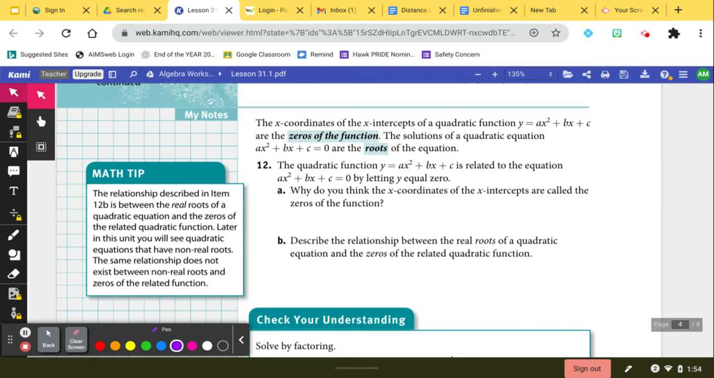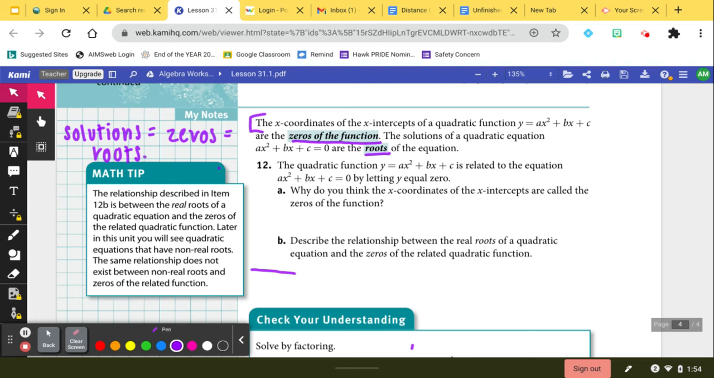So making sure we have this written out in our math notebook, which we should already have. The x-coordinates of the x-intercepts of a quadratic function of the form y equals ax squared plus bx plus c are the zeros of the function. The solution of the quadratic equation are the roots. So again, just emphasizing our solutions equal our zeros equal our roots equal our x-intercepts.